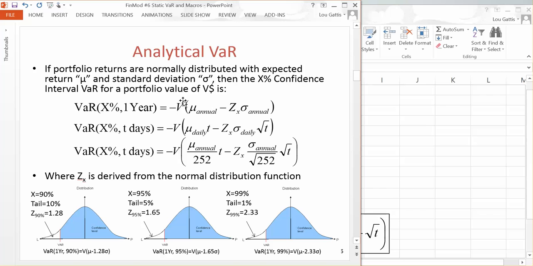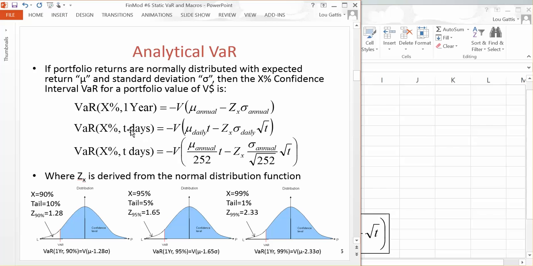So again, my VaR is the negative of my portfolio value times the expected return minus Z standard deviations. And I put the negative there because VaR is usually quoted as a positive number. Even though if I didn't have the negative sign there, this number generally would come out as a negative value or a loss, we just quote it as a positive number.